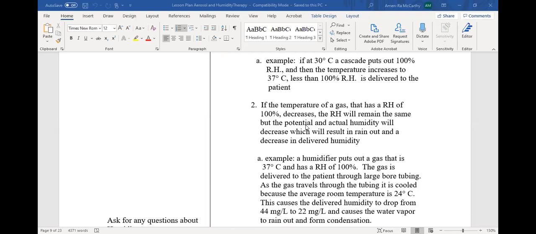100%. Still has a relative humidity of 100%, but they both went down. So if the temperature goes down, the potential and absolute both go down, but the relative humidity will still be 100%. Okay? If the temperature goes up, the potential goes up, but the absolute stays the same. That brings the relative humidity down. Okay? So that's what you need to remember.